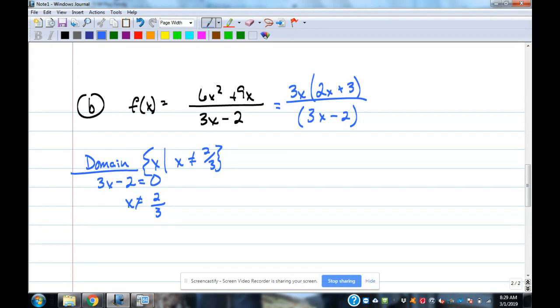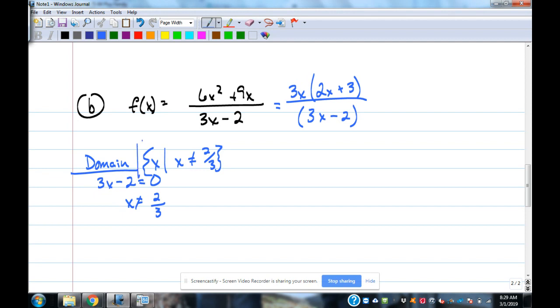It's an oblique. Why do you know it's an oblique? Top is 1 more than the bottom. We'll look at the original. We see that it's x squared over x, so we know that this is an oblique asymptote. So that means the horizontal asymptote is not going to exist. And so we're going to find those things.